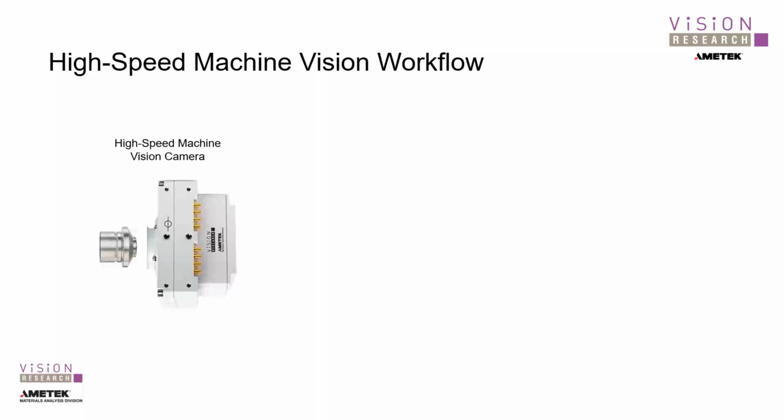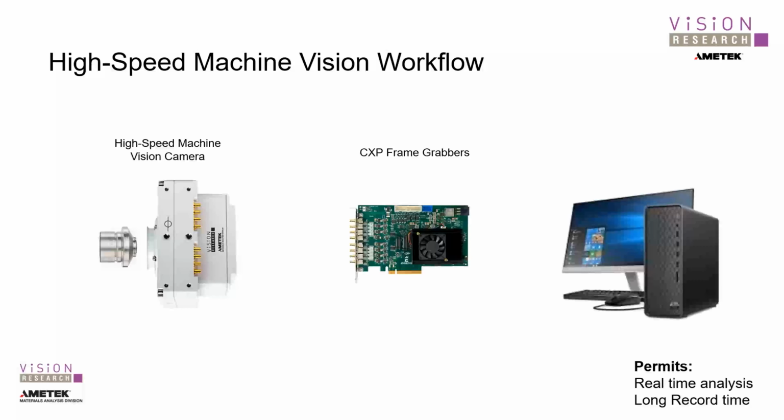A new strategy that has been incorporated, although starting off in the mid-range speeds, is high-speed machine vision cameras. These are designed to flow the data off the back of the camera, so there's no onboard RAM on the camera, and all the data can be written to a back-end PC. It flows into a CXP frame grabber card and then into a back-end PC.